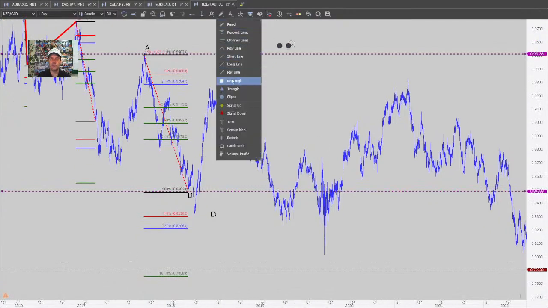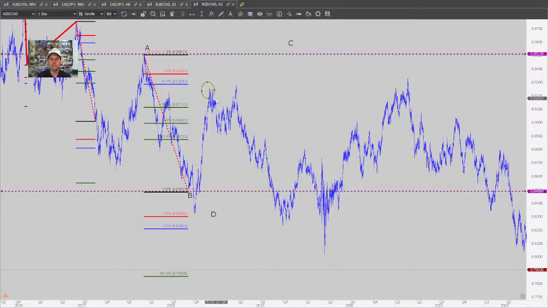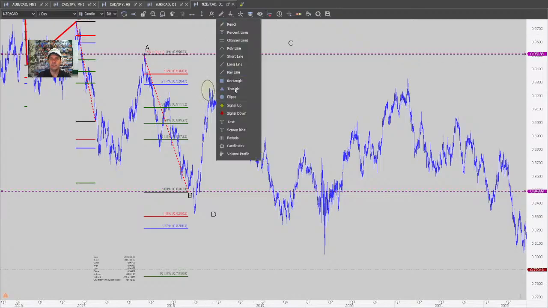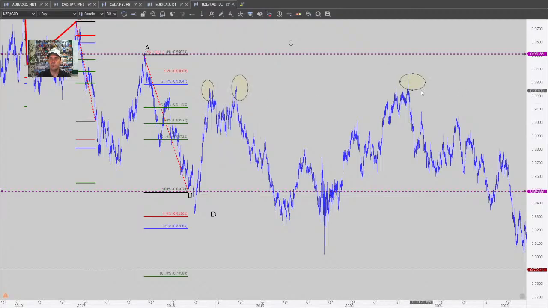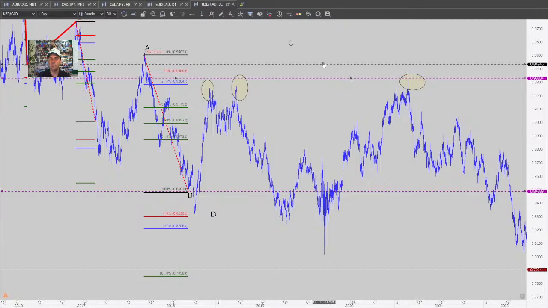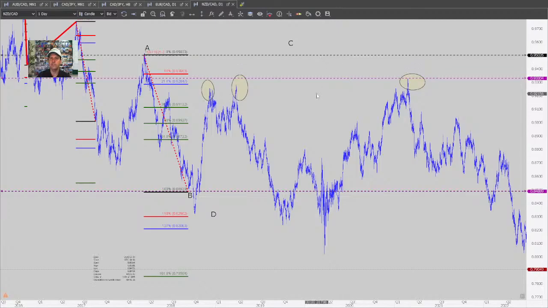Which one is the C, everybody? Is the first circle the C? Is the second circle the C? Or is the third circle the C? Which one is the C, everybody? Which one is the C? The first circle, the second circle, or the third circle?